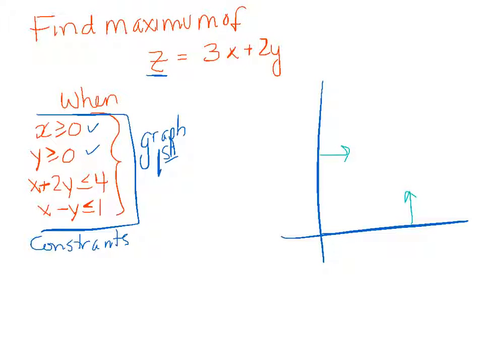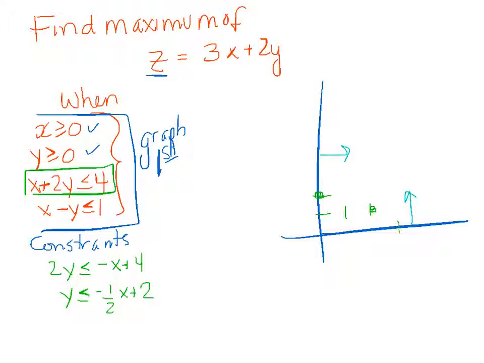The next two are going to give me some lines, so let me work on those for just a second. This first one, 2y is less than or equal to negative x plus 4, so y is less than or equal to negative half x plus 2. So that's this one. I'm going to graph that line with a y-intercept of 2, and then I'm going to go down 1 and over 2. Down 1 and over 2. So there's that line, and I'm going to make it a solid line because it's got an equal sign.